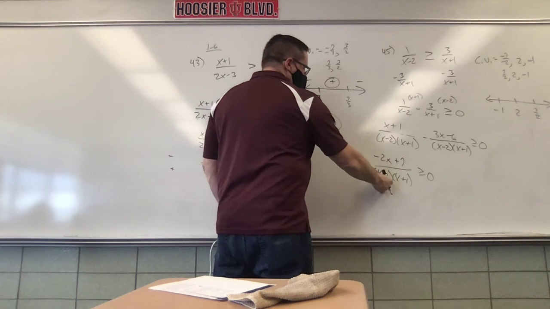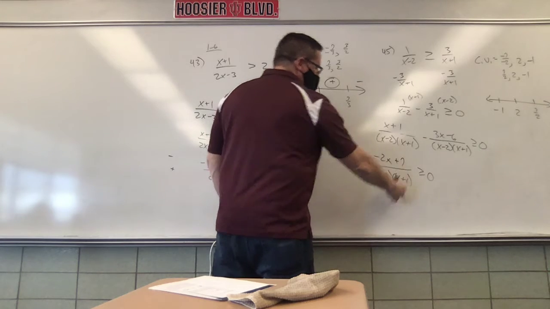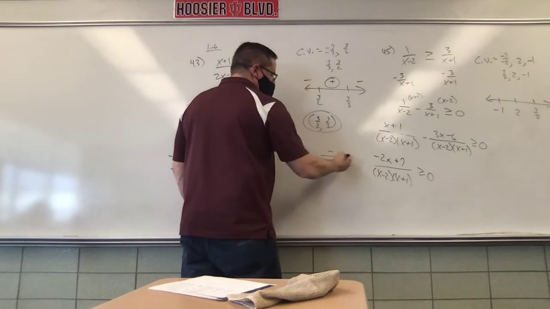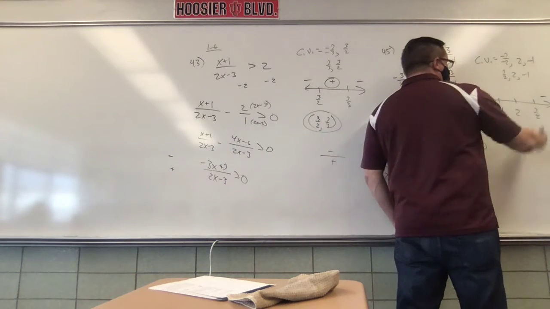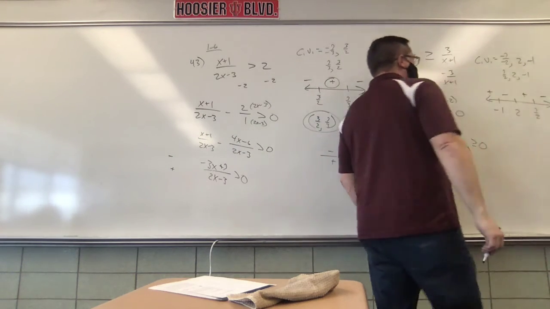If I plug in 1,000 minus 2, that's a positive. 1,000 plus 1, that's a positive. A positive times a positive is a positive. A negative over a positive is a negative. And we said it's going to flip-flop, so negative, positive, negative, positive.